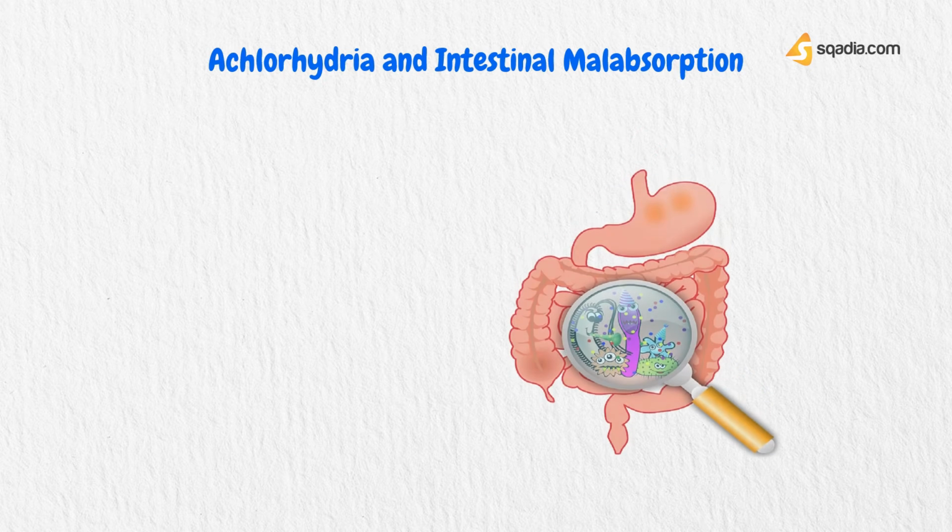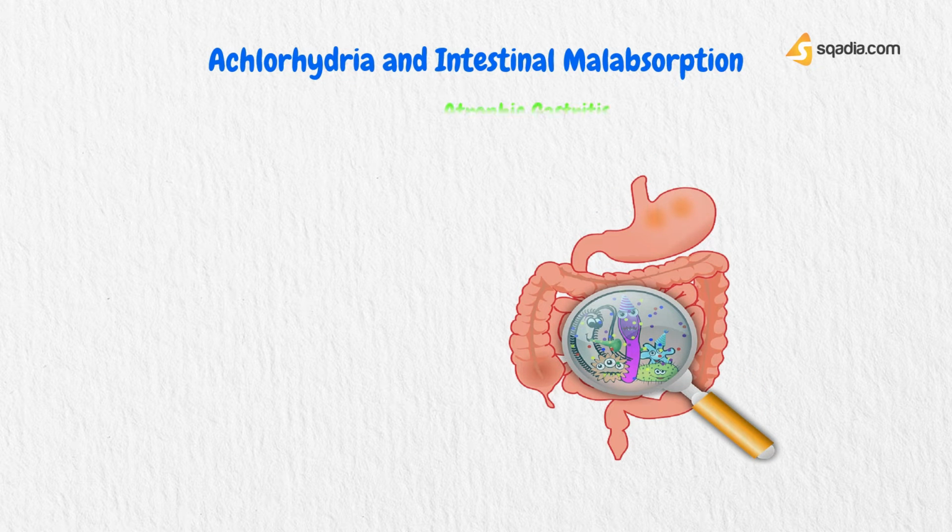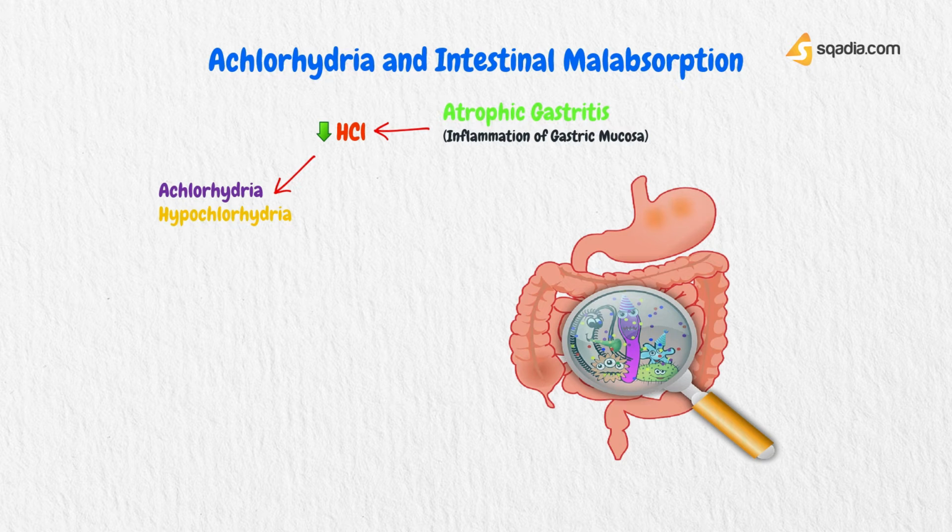Now let's come down to intestines. Do you know about atrophic gastritis? It is chronic inflammation of gastric mucosa leading to destruction of glandular cells, which leads to impaired secretion of essential substances from the stomach, and one of them is hydrochloric acid. We call it hypochlorhydria or achlorhydria. Normally, this acid is very important for intestines because it acts as an antiseptic, meaning killing of bacteria. But now, due to achlorhydria, there are more chances of colonization of the small intestine with bacteria.